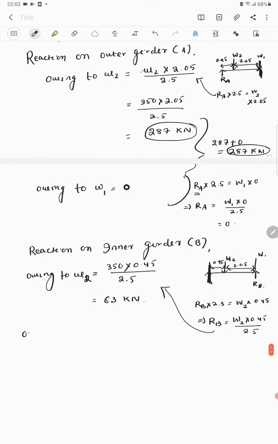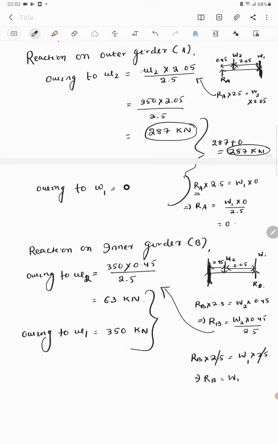Okay, next, owing to W1, if we take the moment from here, RB into 2.5 is equal to W1 into the same 2.5. So RB will be equal to W1, which is equal to 350 kilonewton. So the resultant will be 63 plus 350, which is equal to 413 kilonewton. This is for the inner girder.